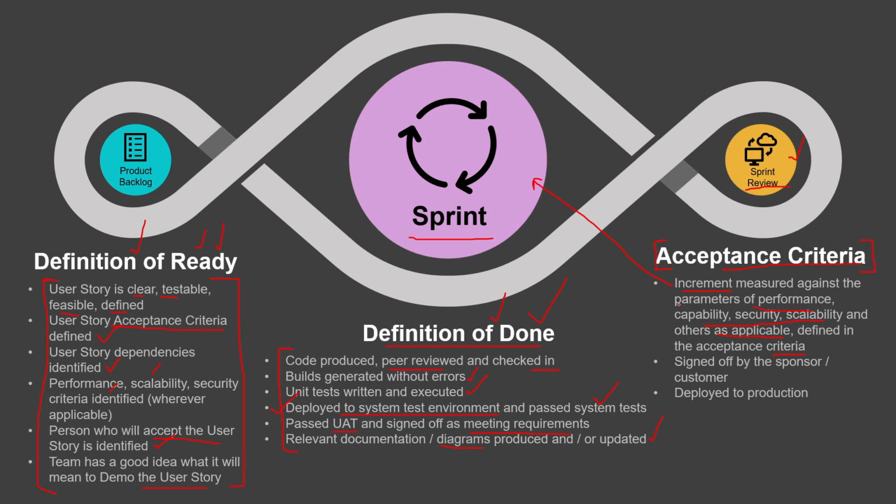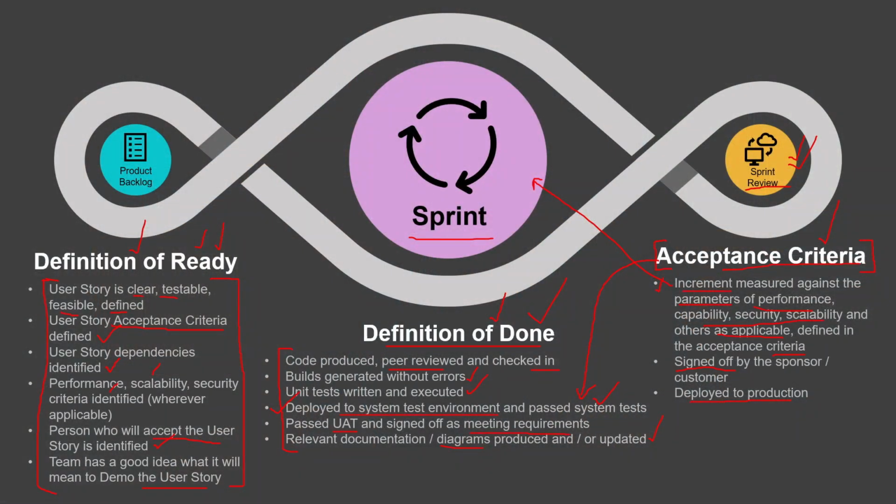And it may include parameters like performance, capability, security, scalability, and all other good stuff. So this is something which is already defined. This is something that you ensured you met when you called a user story as done. And now in the sprint review, you are just presenting this to the customer, to the sponsor, that you have met the acceptance criteria. And then you also get a sign off by the sponsor or the customer, and then you deploy the user story or the backlog item to production. So that is what follows after your acceptance criteria has been accepted.